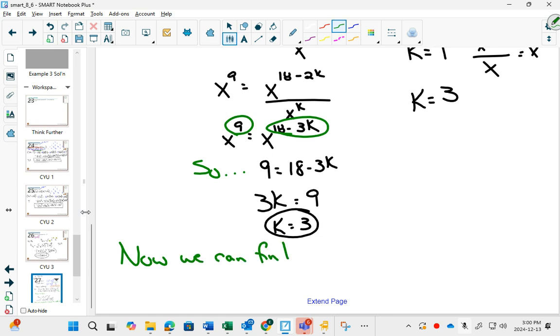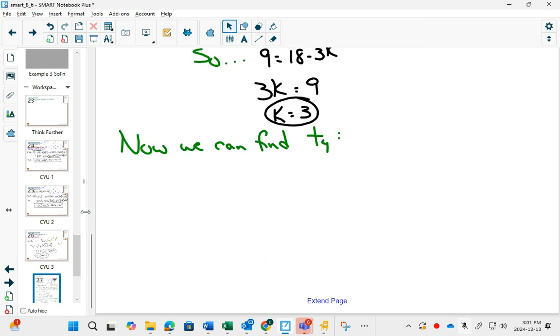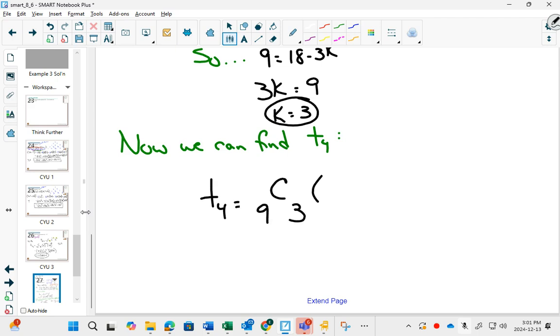If k is 3, we would have to find term 4, because our formula is t sub k plus 1. So now I can go to my formula. N is still 9, k is 3. There's 3x squared. 9 minus 3, negative 2 over x to the 3.